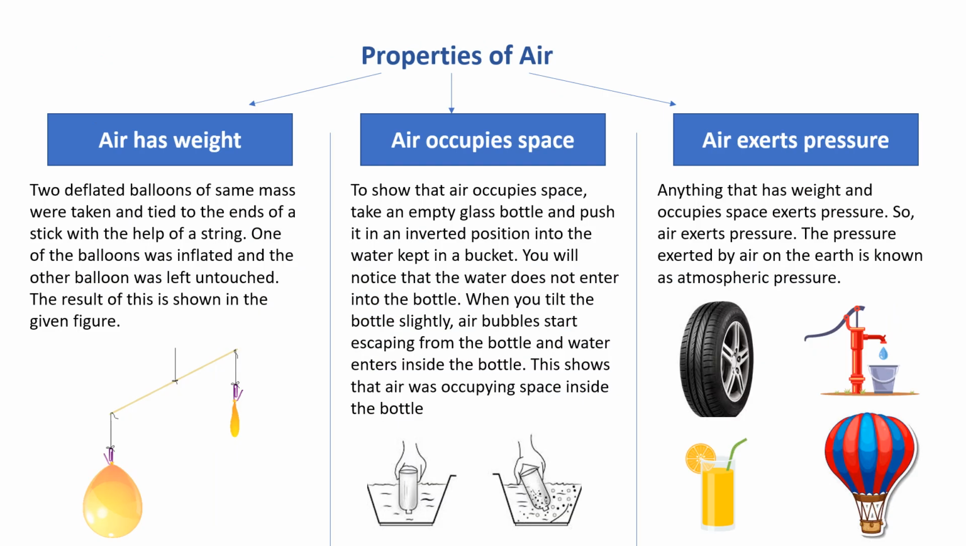Properties of air. Air has three properties: air has weight, air occupies space, and air exerts pressure. Air has weight. To check whether air has weight or not, we do one experiment. We take two deflated balloons, meaning no air is inside them, and tie the balloons to the ends of a stick with the help of string. In one of the balloons we put air, and the other balloon we do not touch.